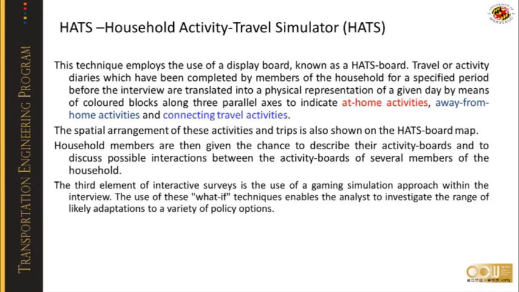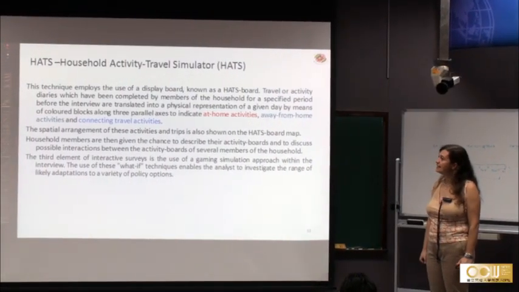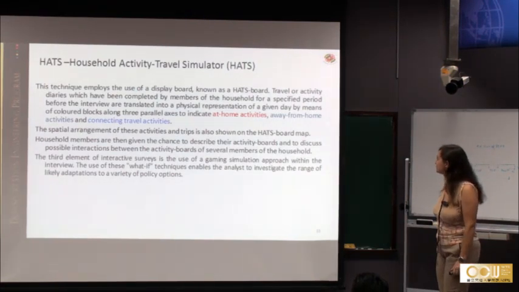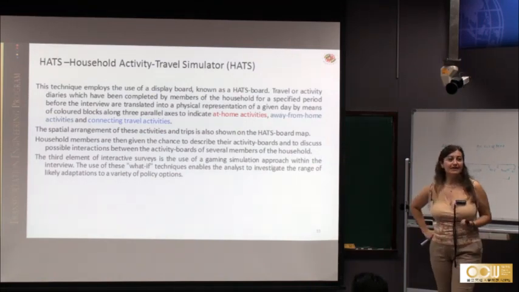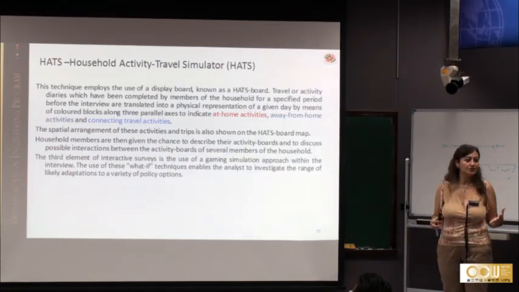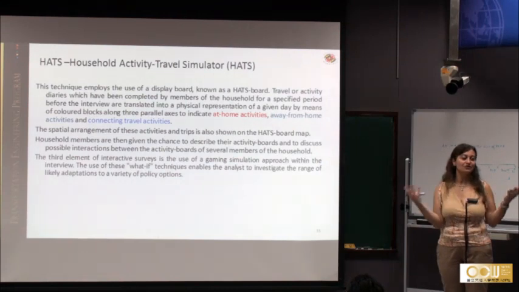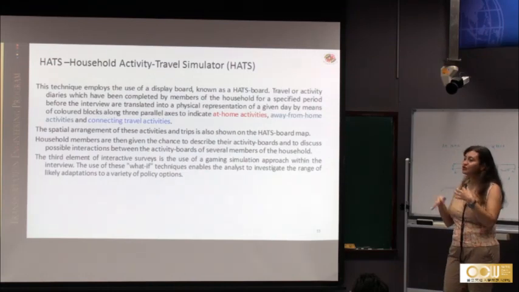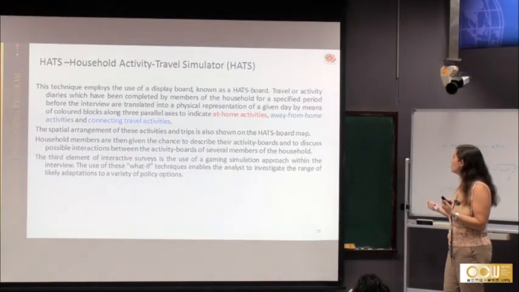Concerning data for activity-based models, you know what an activity-based model is, right? In the early 90s, people started to collect data with the Household Activity Travel Simulator, or HATS. People thought that collecting data for activity-based models is very difficult because you need to collect a lot of information and people don't really understand what a travel pattern is, right? It's a concept that we have in transportation, but normal people do not understand what a travel pattern is. So this was a visualization technique that helped people to collect data about travel patterns.